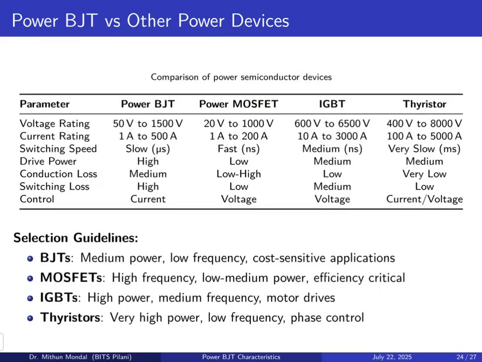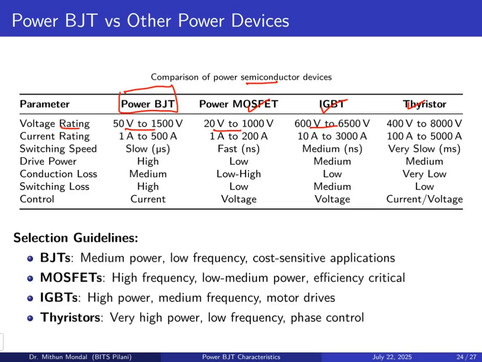Now we will be comparing all these power semiconductor devices. So this topic we are discussing on Power BJT. Next lecture we will discuss on MOSFET, then IGBT and thyristors. However, let us do the comparison here. If you see the voltage rating, Power BJTs are operated from 50 volt to 1500 volt, whereas MOSFETs have less power rating, the voltage rating is 20 volt to 1000 volt, and IGBTs are higher as compared to the BJT, and you have more than that in the thyristors.